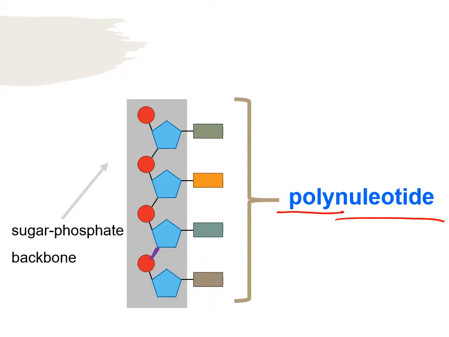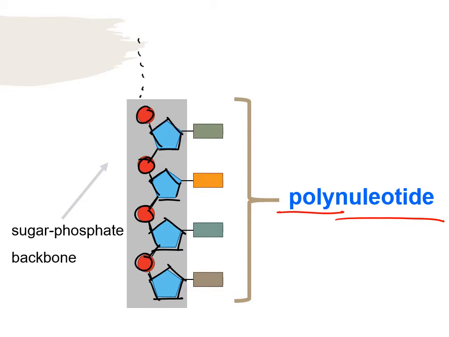Here we go, let's take a look. This backbone consists of a sugar, and then a phosphate group, and then another sugar, another phosphate group, another sugar, another phosphate group, another sugar, another phosphate group, and it goes on. Therefore, we call this backbone, which supports the structure, the sugar-phosphate backbone.